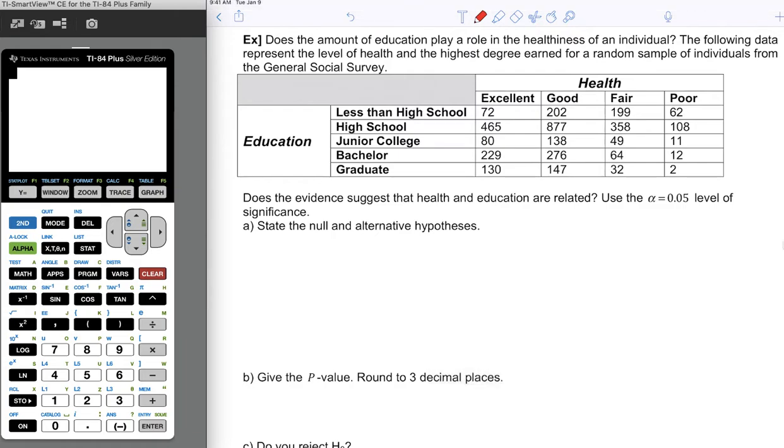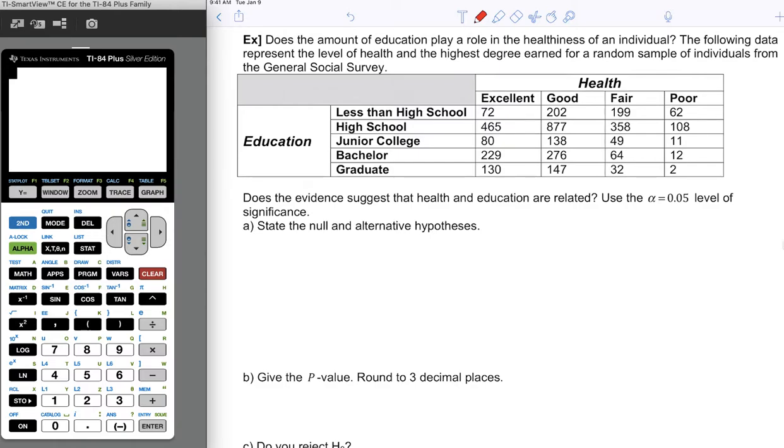Question 12.2, and let's take a look at this example. Does the amount of education play a role in the healthiness of an individual? The following data represent the level of health and the highest degree earned for a simple random sample of individuals from the General Social Survey. Does the evidence suggest that health and education are related? Use the alpha equals 0.05 level of significance.